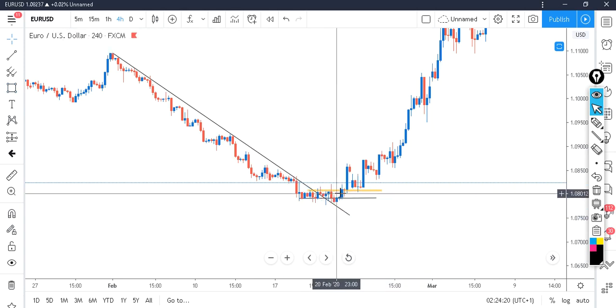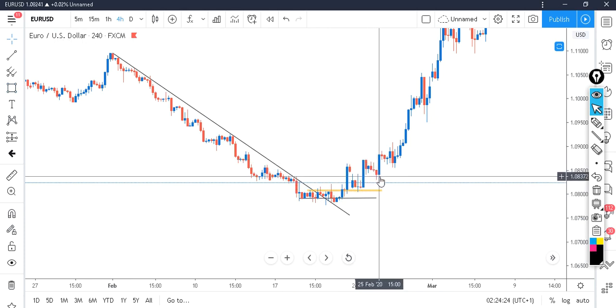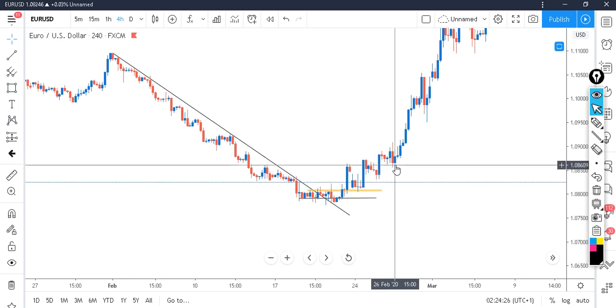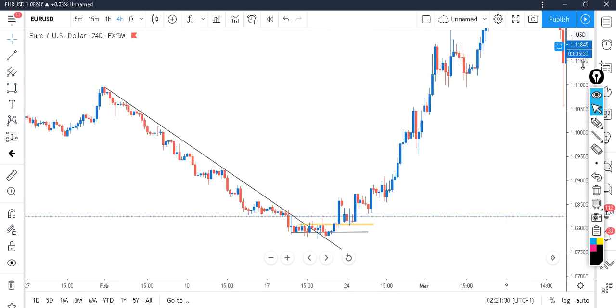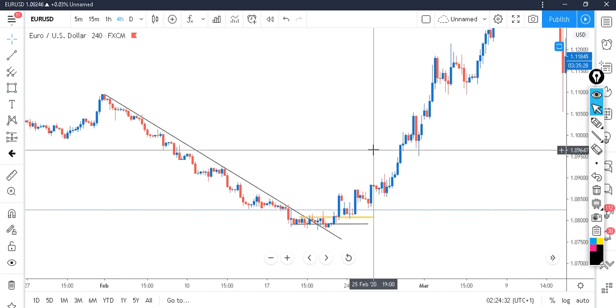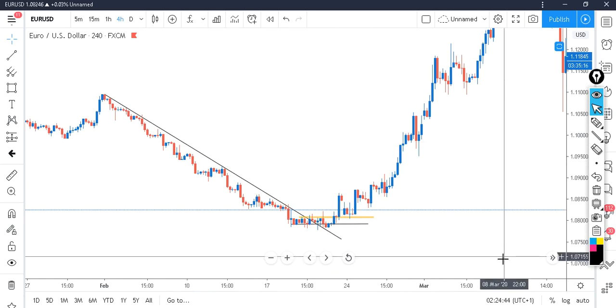So the market broke out of this resistance, came back for a retest. We had a new high, higher low, higher high, higher low. The market continued moving upwards. So that's basically it about trend lines. You don't need to overcomplicate things. You don't need to trade trend lines on their own. You need to combine them with support and resistance. You need to combine them with the trend. Yeah, so that's basically it.